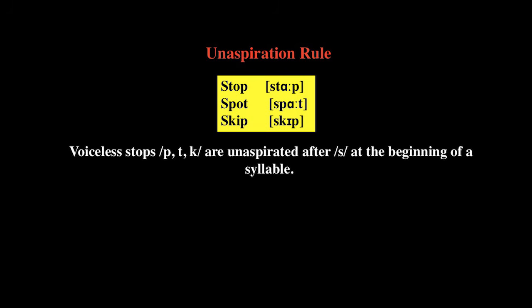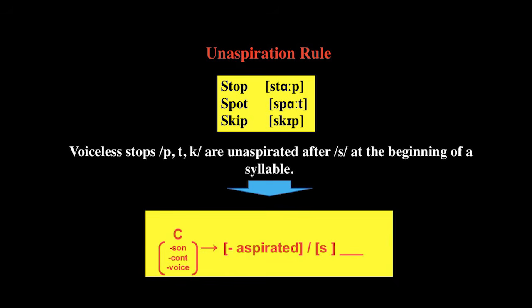Now let's translate this phonological rule statement into formal phonological rule notation. We simply write a consonant which is minus sonorant, minus continuant, minus voice becomes minus aspirated if it is preceded by an s sound at the beginning of a syllable.